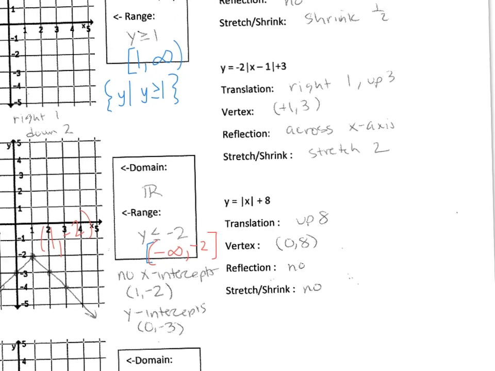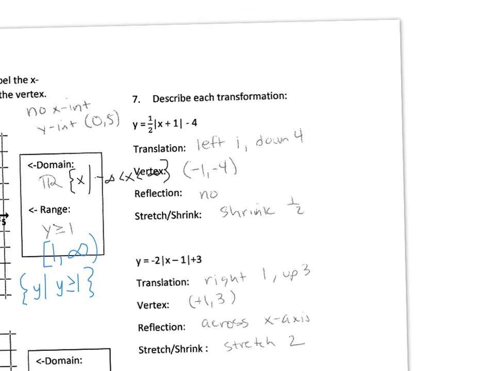Okay. And over here, just describe each transformation. So just remember, with transformations you can have stretches, shrinks, reflections, and translations. And then I stuck in just another review of the vertex. So you can see that this first one is left 1, down 4. So the vertex is at -1, -4.